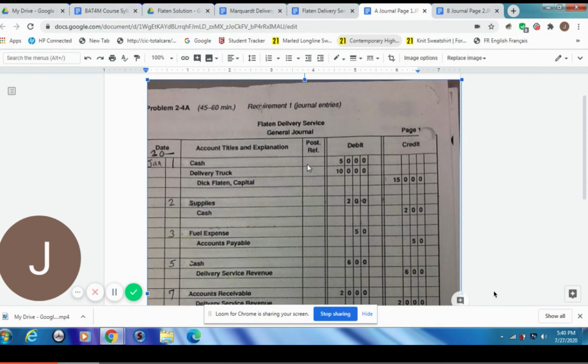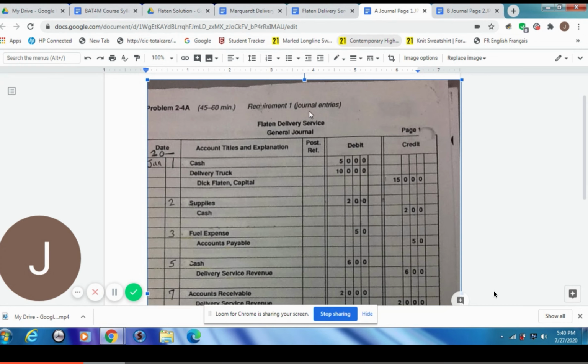So we're going to debit cash, 5,000, and we're going to debit delivery truck, 10,000, and we're going to credit D. Flatten capital for 15,000. Okay, now when you do the entry, you want to have your debits right against the left margin. They're pushed over a little bit here, but really these should be back against the margin. All right, so debits against the margin, and then credits are indented a little bit. We leave a little space for the credits. Also, we should always leave a blank line after each journal entry. So here's a blank line before we go on to the next entry. Okay, so that's how we're going to do it.